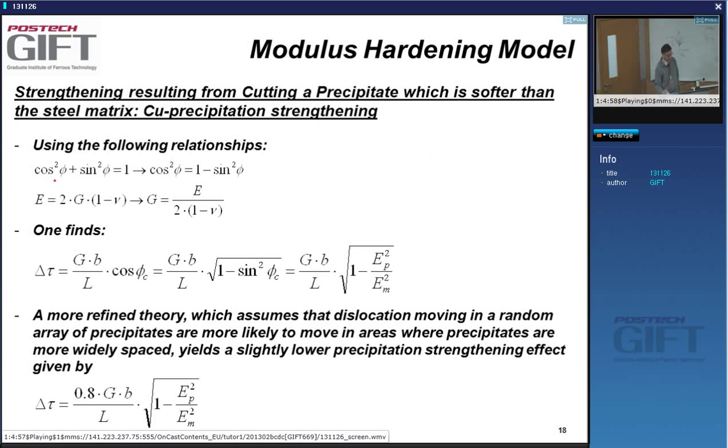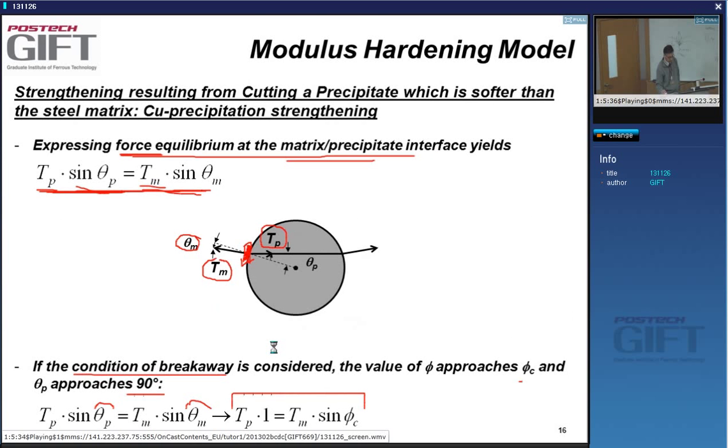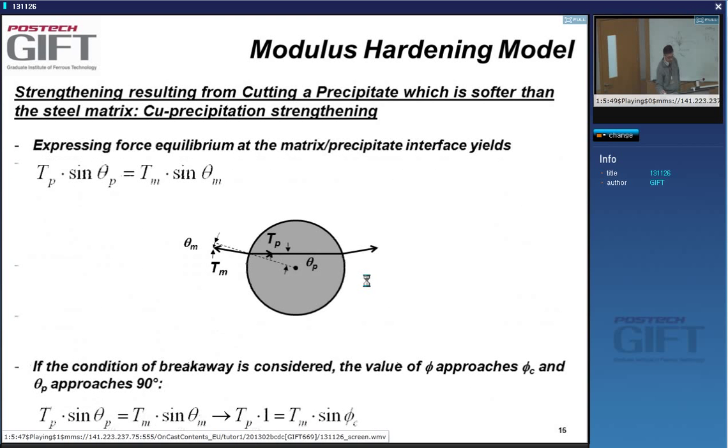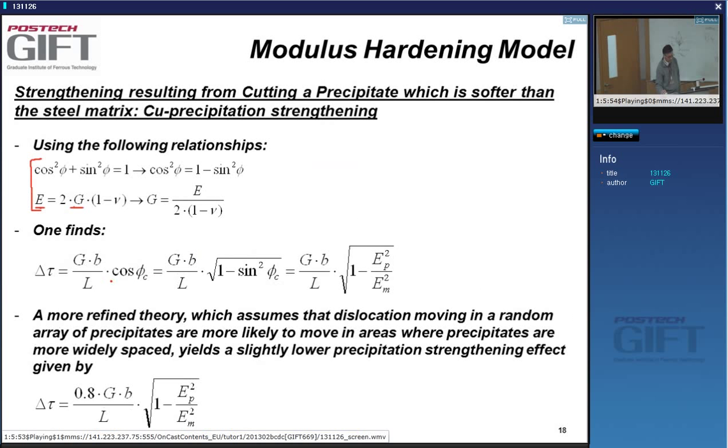I use the fact that sine squared plus cosine squared is equal to 1, and the fact that there is a simple relation between the shear modulus and the Young's modulus, namely that the shear modulus is the Young's modulus divided by 2 times 1 plus the Poisson ratio. So if I combine these two things with the equation I just had here, I need to have the sine of the critical angle. Right, so this is the critical angle. That's the square root of 1 minus sine squared of the critical angle, and it ends up being this simple equation.